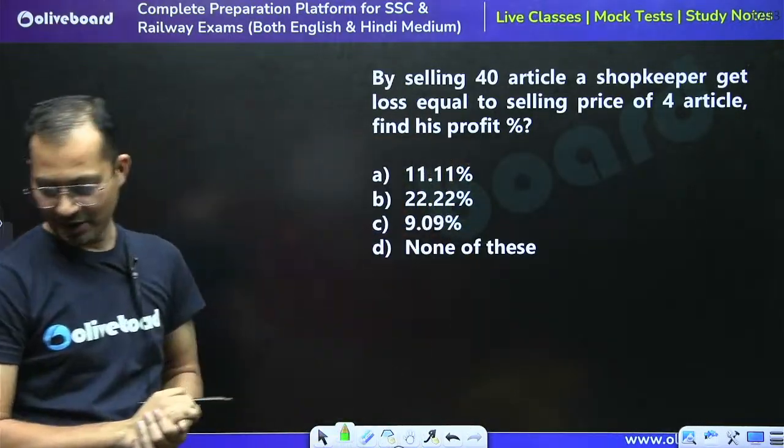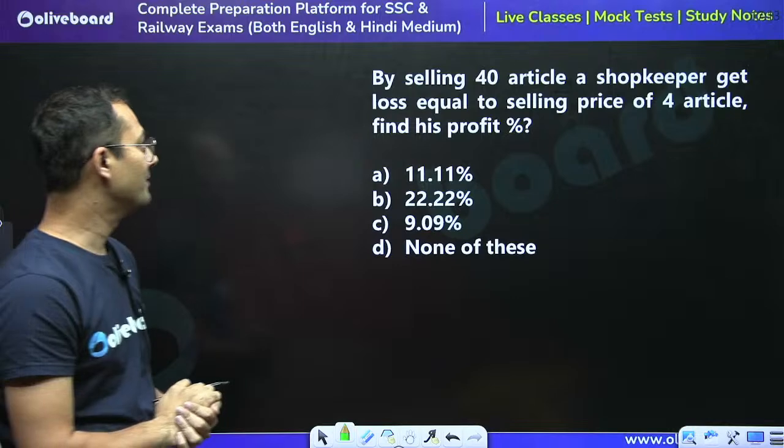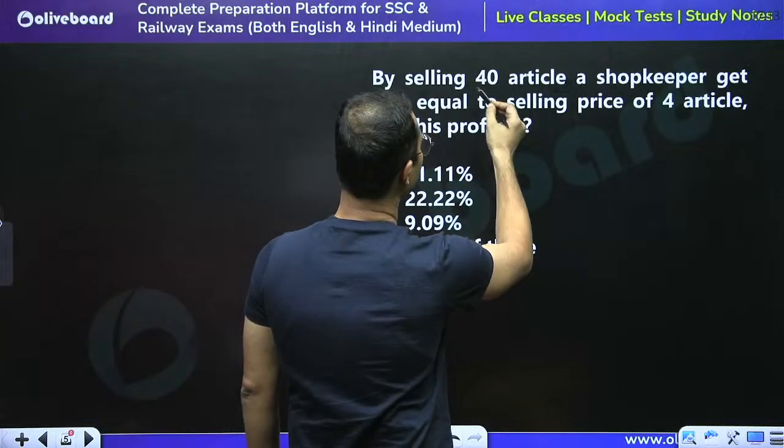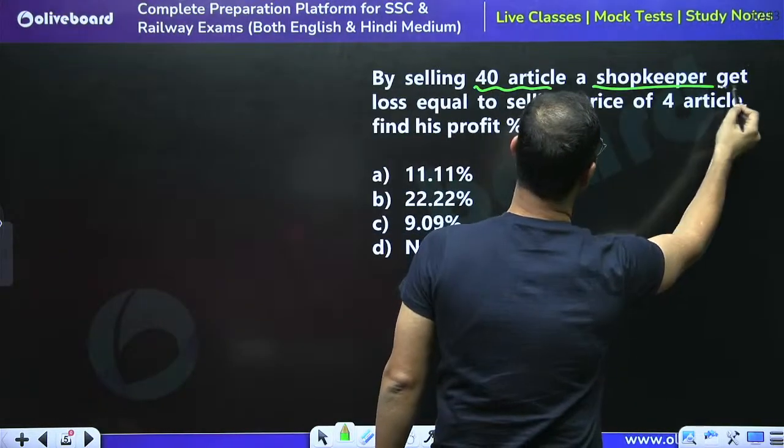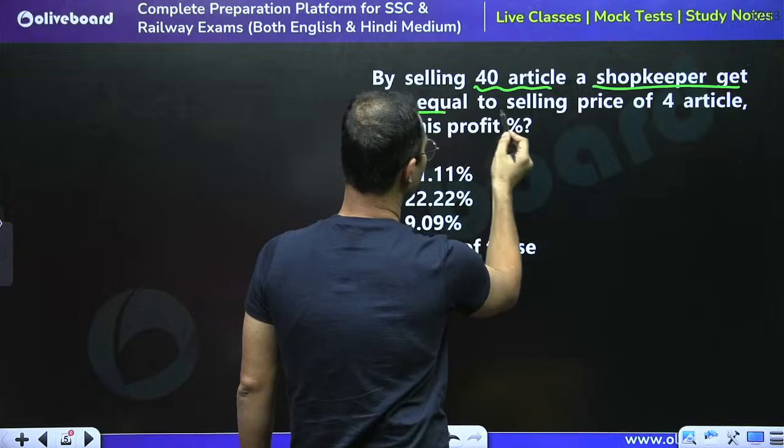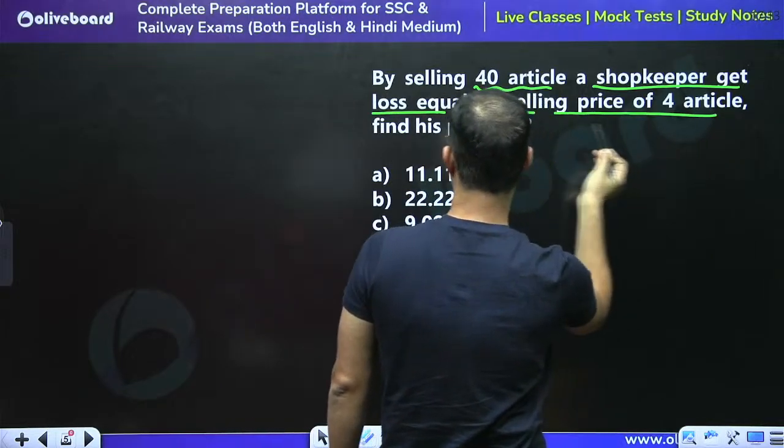Tell me, what is the answer of this question? See, by selling 40 articles, a shopkeeper gets a loss equal to the selling price of 4 articles.